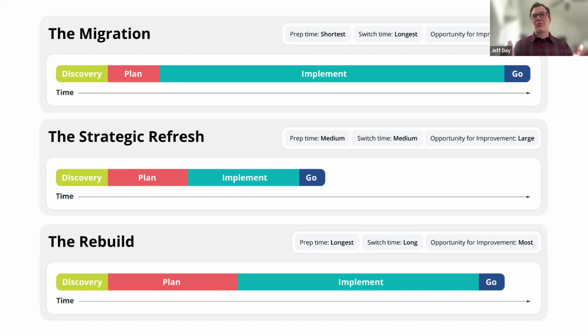And then the strategic refresh is saying, hey, you're actually not going to move a lot, so we can greatly reduce the overall time frame. It takes a little bit more planning than, say, the migration, but the implementation is faster once you get to it.